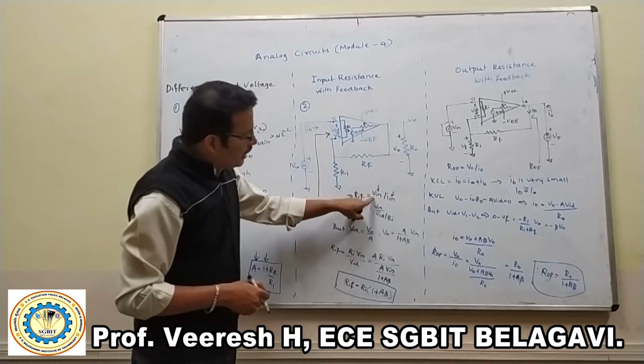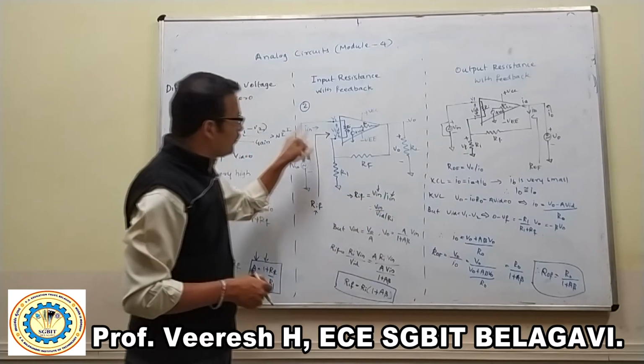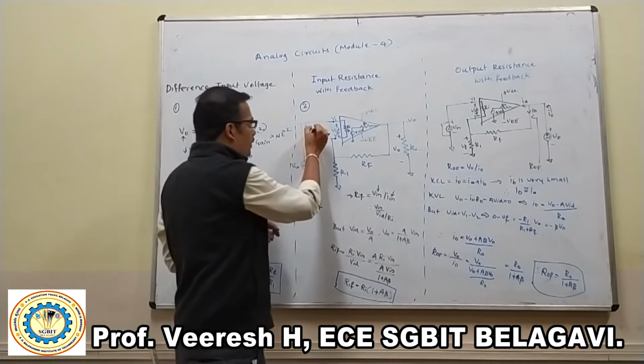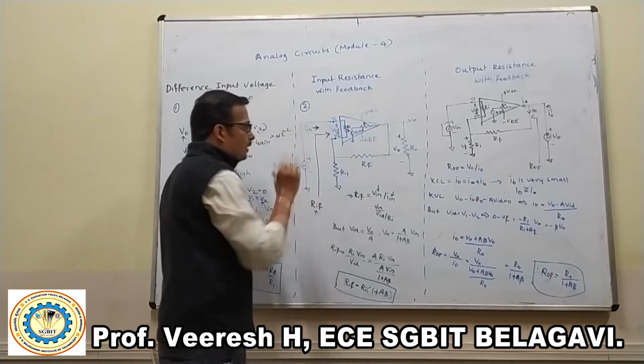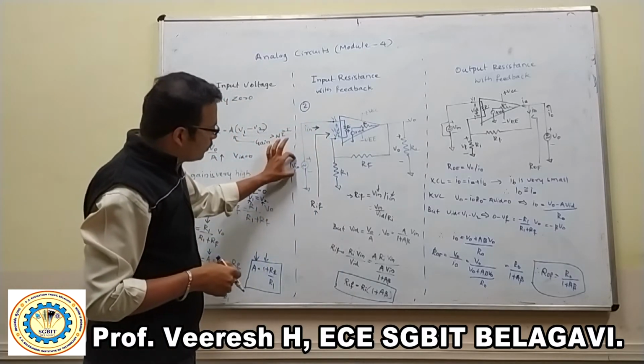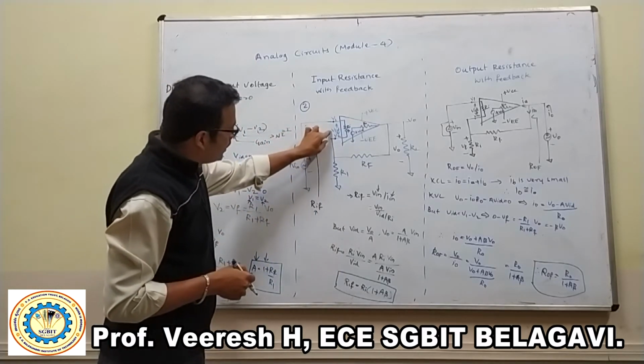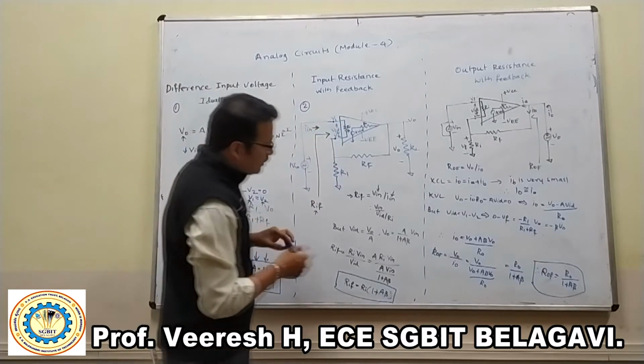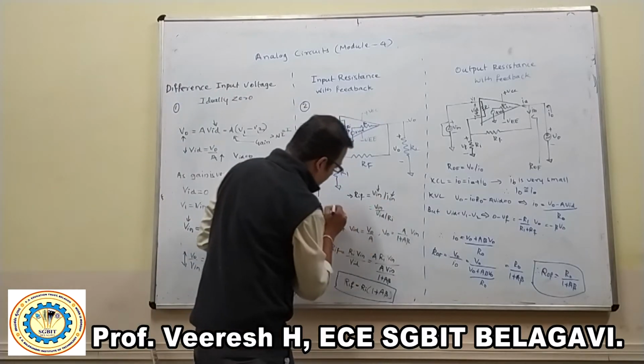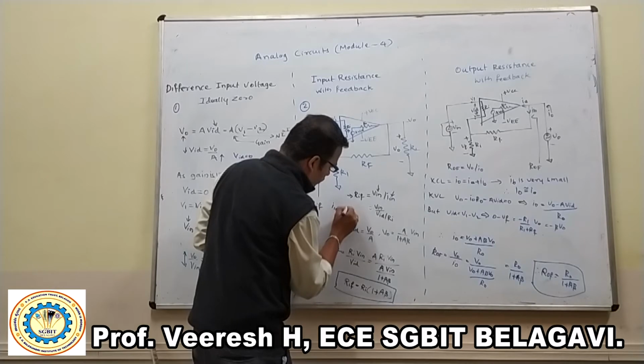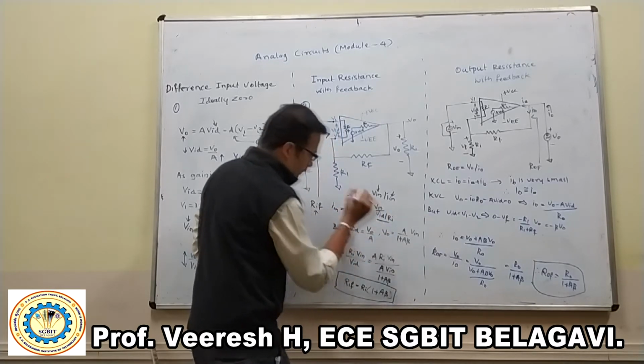RIF I defined as Vin divided by IN. But what is IN here? It is the current that is entering this part, and that is given by the input voltage, that is VID divided by Ri. So the same I have substituted. In place of IN, I have substituted VID divided by Ri. That is this one.